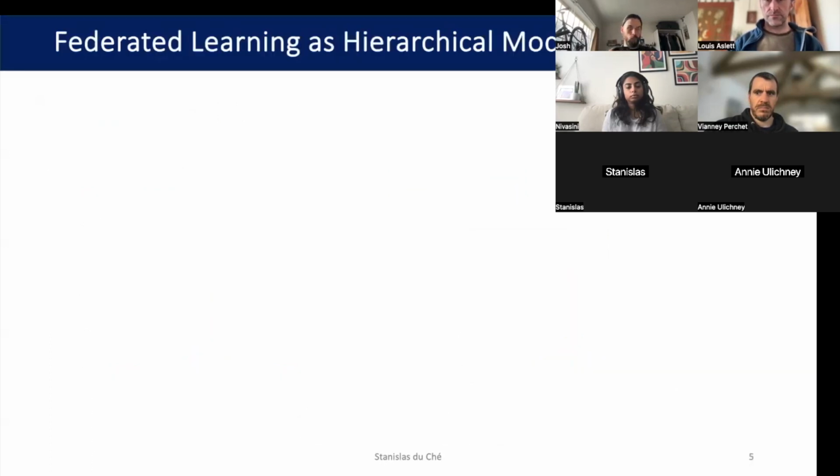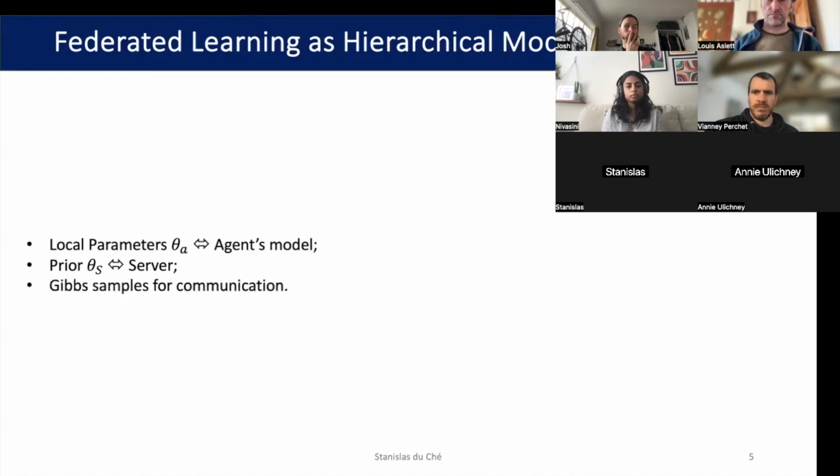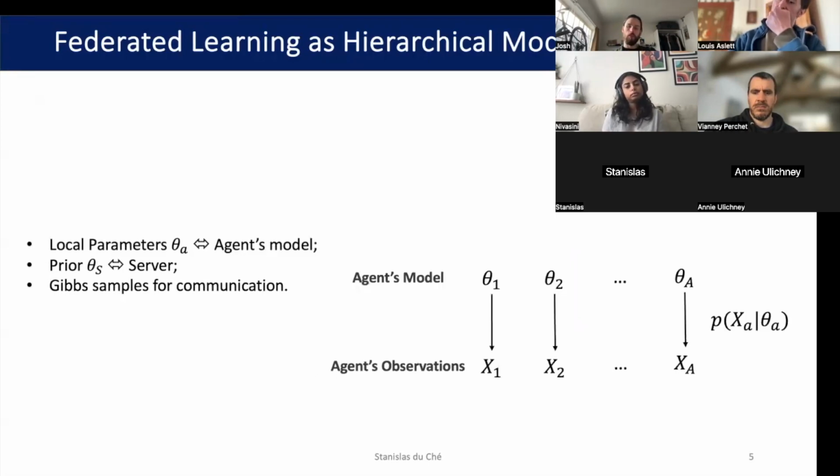So in our case, we're going to think about federated learning as a hierarchical model. A hierarchical model is a way to have a sort of Bayesian modeling of the federated learning framework, where we have as local agents a parameter theta A, the local model parameter. For the server parameter, we can add a prior on these parameters and use samples for communication between the different agents and the server. So concretely, in a scheme, what does it look like? We have observations on which we put a model. And for the server, we use a prior. In order to remain in the Bayesian setting all the way along, we're going to add an upper prior on quantities.